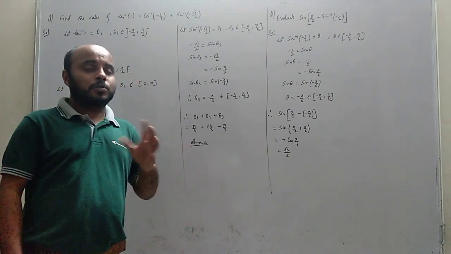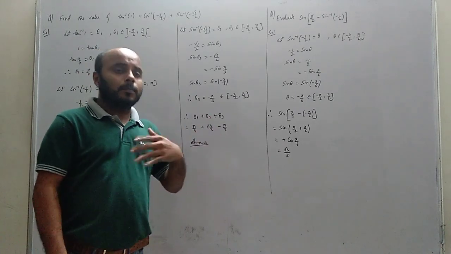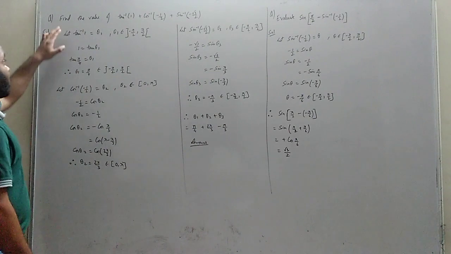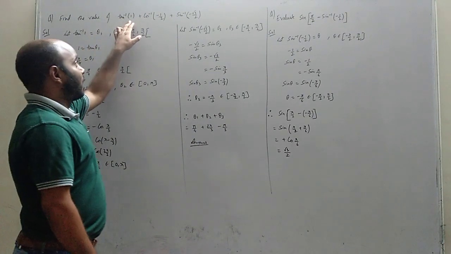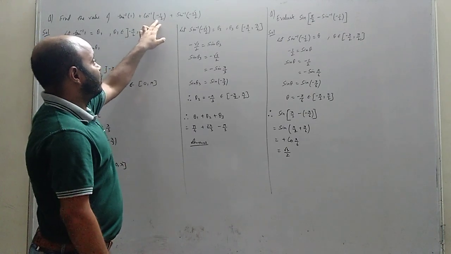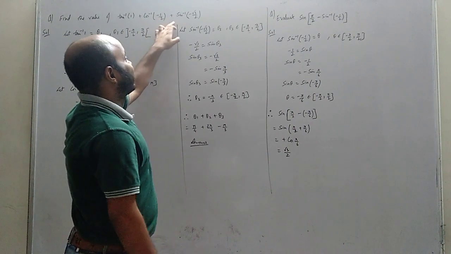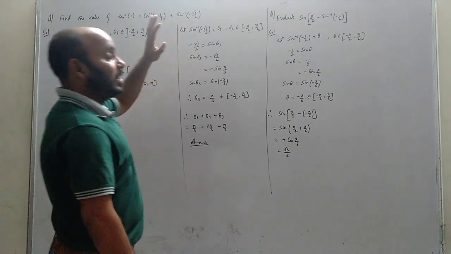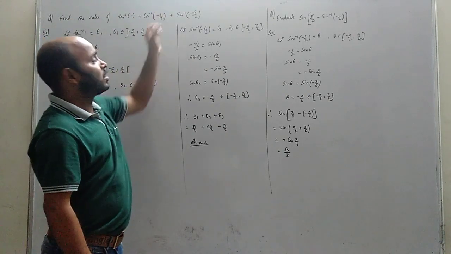Okay, now we'll do a question which combines not only one trigonometric function, but multiple inverse trigonometric functions. See here. Find the value of tan inverse 1 plus cos inverse minus half plus sin inverse minus root 3 by 2. Okay. So this is a question which contains three inverse trigonometric functions separately.